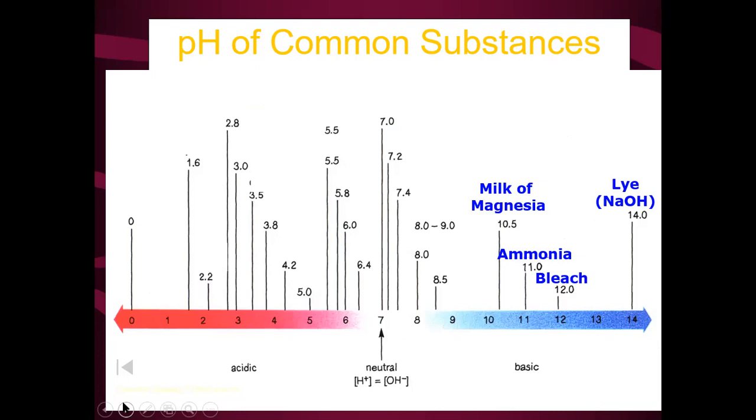What that means is that sodium hydroxide is a very strong base. So the closer you are to 14, the stronger the base is, and the closer you are to 0, the stronger the acid is. Hope that's clear to you so far.